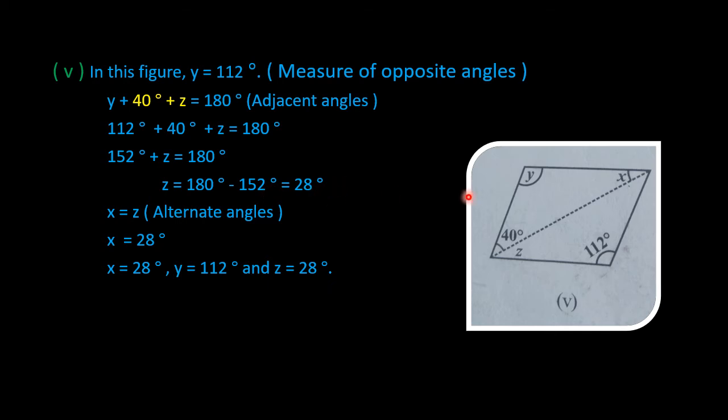Now we can write x and z. X and z are alternate angles formed by this transversal to this upside line and this downside line, because this line and this downside line, they are parallel, and x and z are the alternate angles formed by this transversal. So their measurements will be the same. So we get x equal to 28 degree. So the measurements are x equal to 28 degree, y equal to 112 degree and z equal to 28 degree. Okay children.